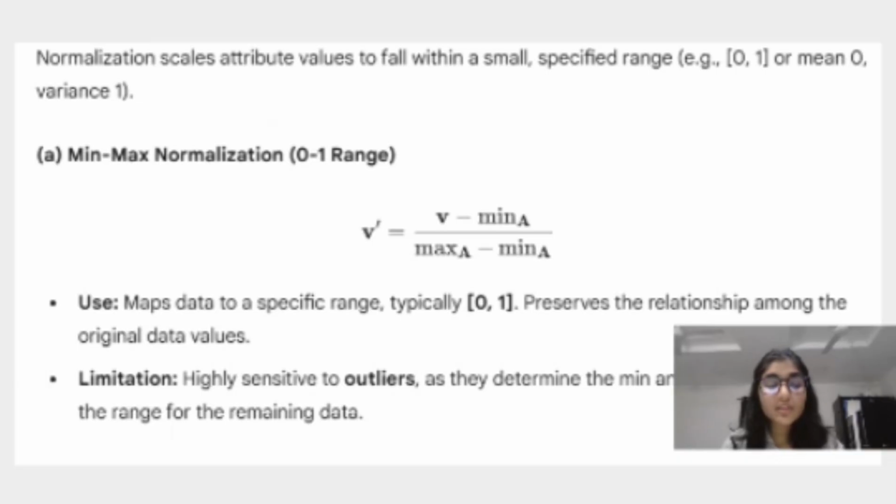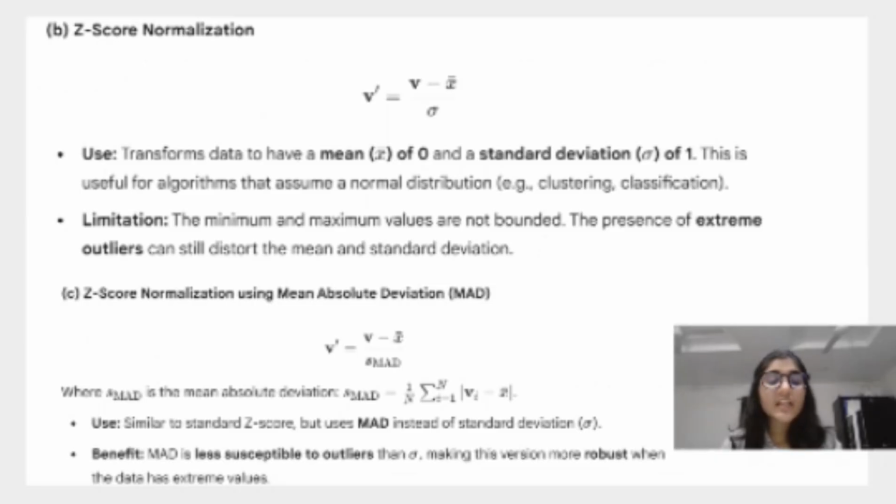It maps data to a specific range, typically from 0 to 1. It preserves the relationships among the original data values. Its limitations include being highly sensitive to outliers, as they determine the min and max and compress the range for the remaining data. Then the B is z-score normalization.